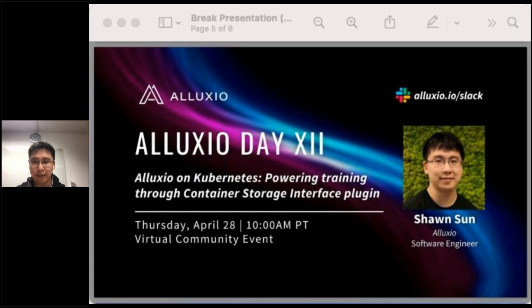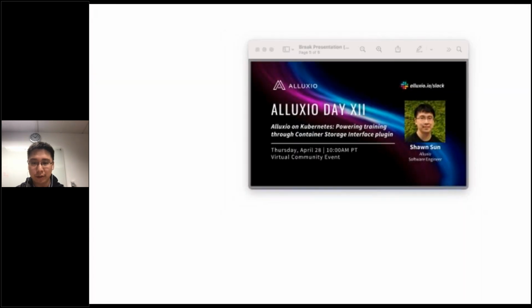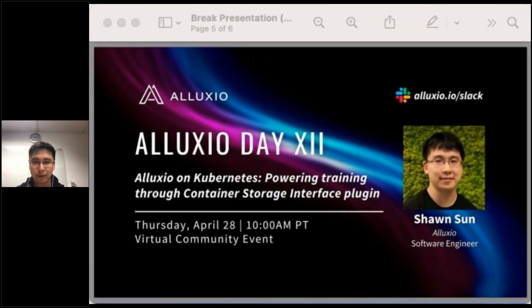In that case, the CSI will know you are using different persistent volumes, so it will spawn different Fuse pods for you. But if the two applications are using the same data set, the Alluxio CSI driver will see that you're using the same data set, so you will share this Fuse process. So basically, whether to spawn a new Fuse process or Fuse pod depends on whether they're sharing the same data set, or the same persistent volume and claim.